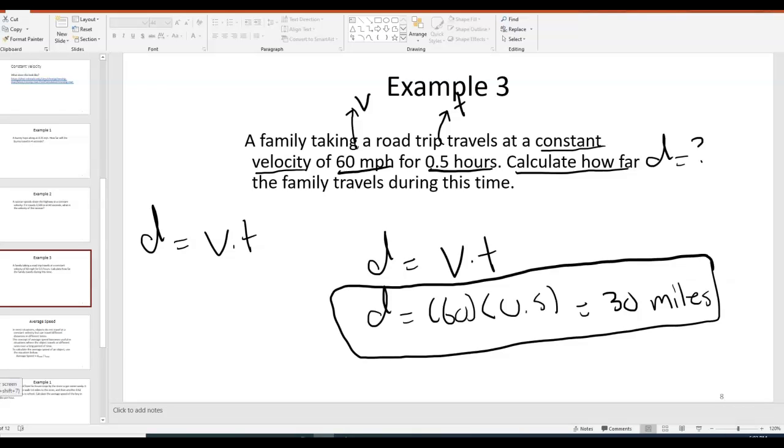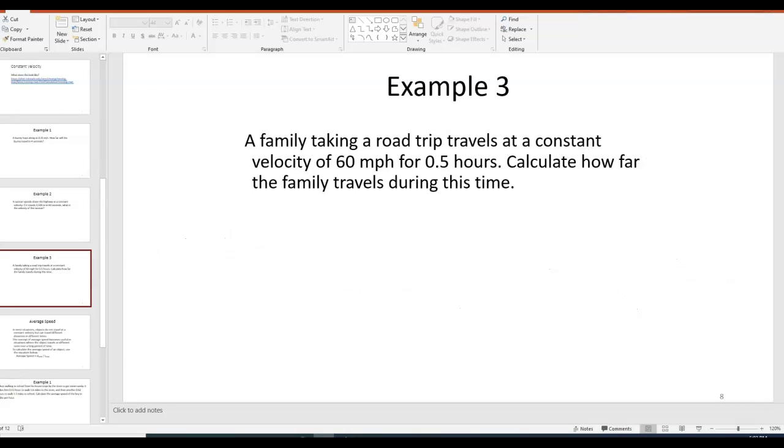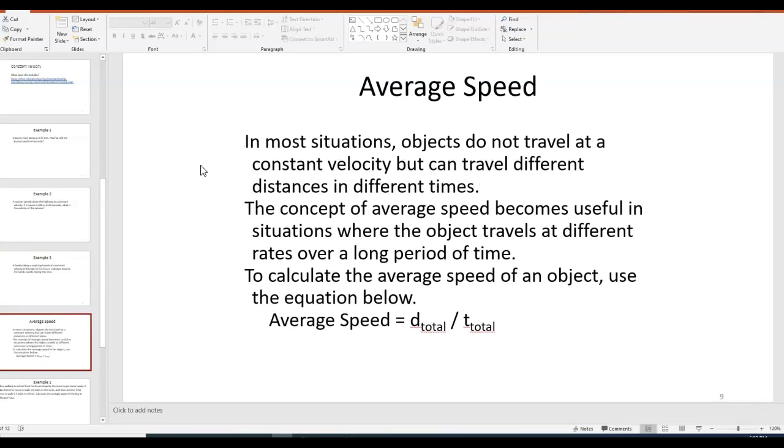Okay, the last thing we're going to talk about really quickly is average speed. And average speed comes up in situations where objects are not traveling at a constant velocity, but they actually travel different distances in different times. And this is useful because there's lots of situations where you're going on a trip and different parts of the trip take different amounts of time. And so this brings up the concept of average speed.